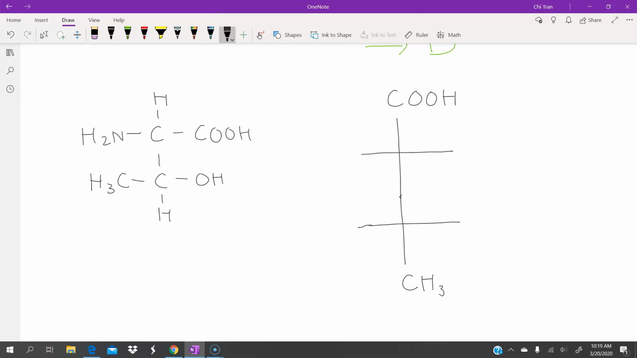So because it's a D-threonine, to our right we would have the amine group. And opposite that is a hydrogen. And then we just need to complete that by placing our hydroxyl group and our hydrogen. And that is our final answer for this question.